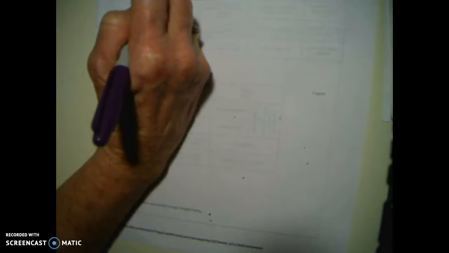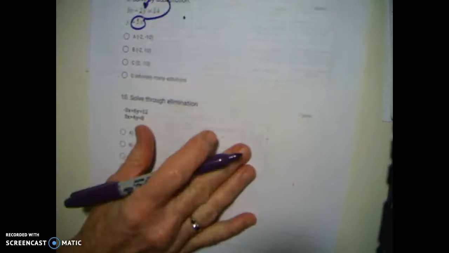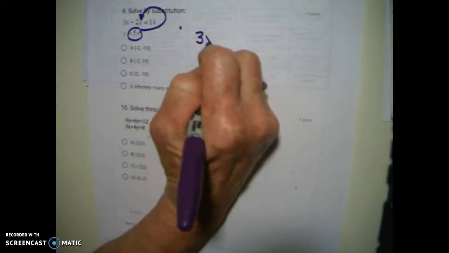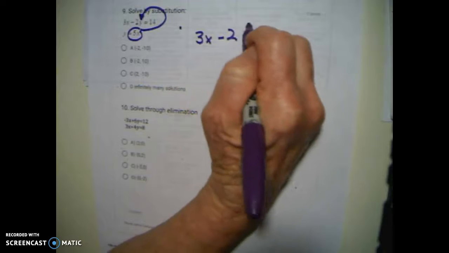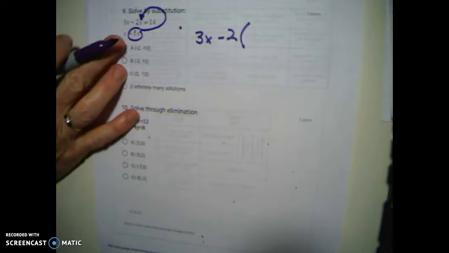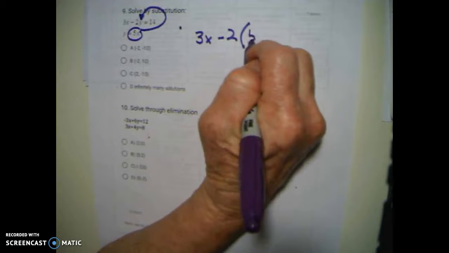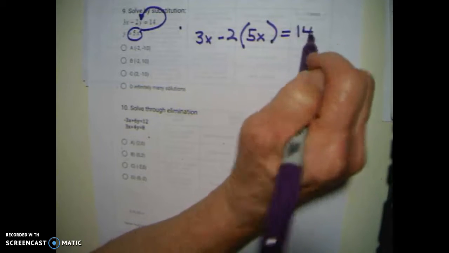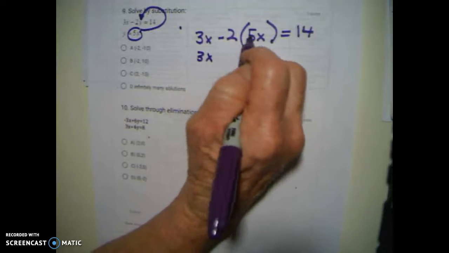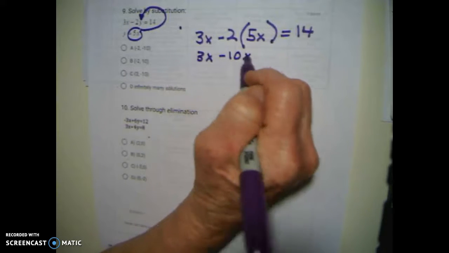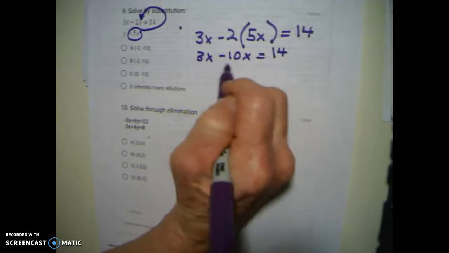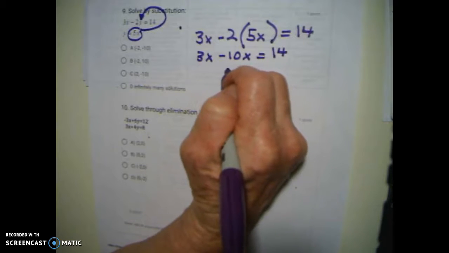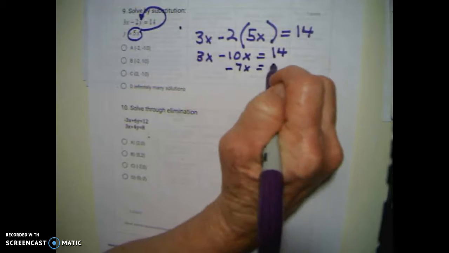9, now I'm solving by substitution. Once again, y equals 5x. So I'm going to take my y equals 5x, substitute it in here. And I have 3x minus 2 times the quantity, not a quantity, times 5x. I hope I'm reading that right. 5x, that equals 14. 3x, negative 2 times 5x is negative 10x equals 14. 3x minus 10x is negative 7x equals 14.